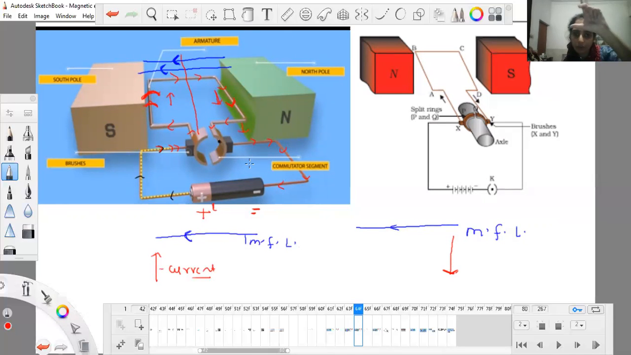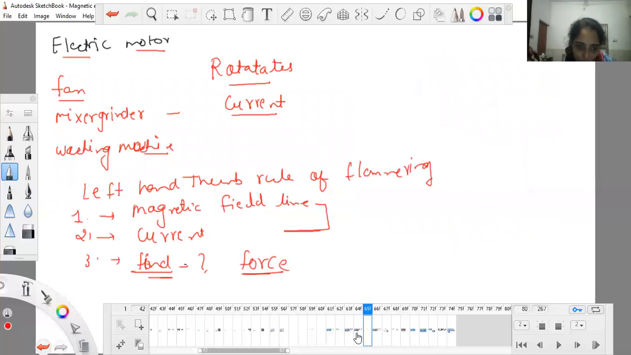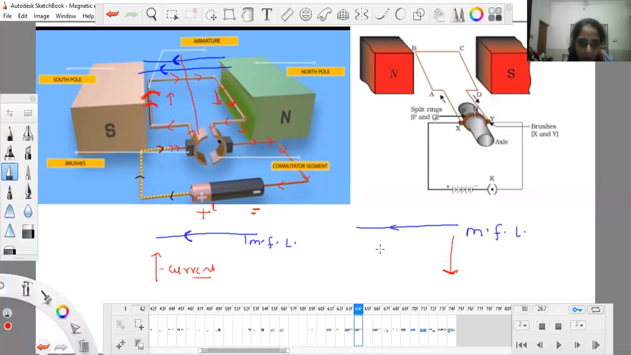Okay, so just use your left hand thumb rule, and two things are provided to you. One thing is magnetic field line, and second thing is current. We studied this, and one thing we have to find out is the force. So we have to find out the force. Now what is the force? If I use this, okay, so this is my current. So I want to place this on this diagram. So this is my current. Okay, as you can see this. Do it by yourself.